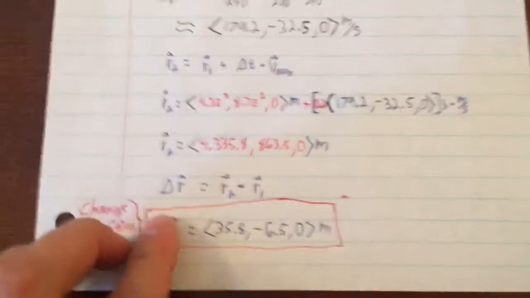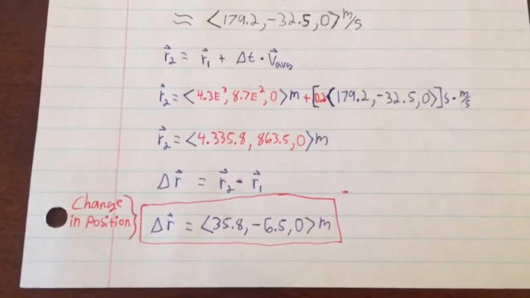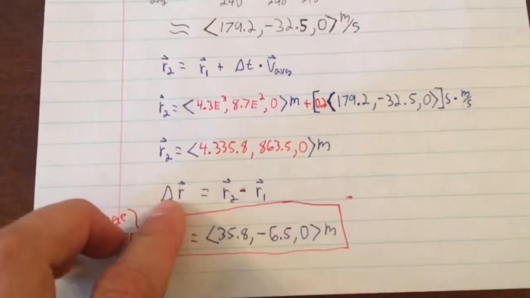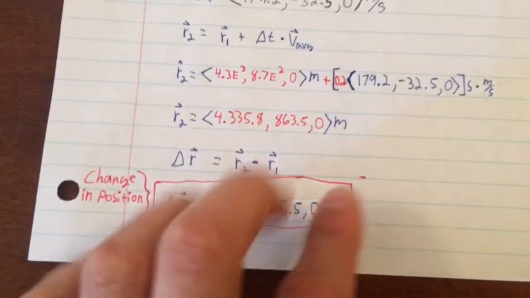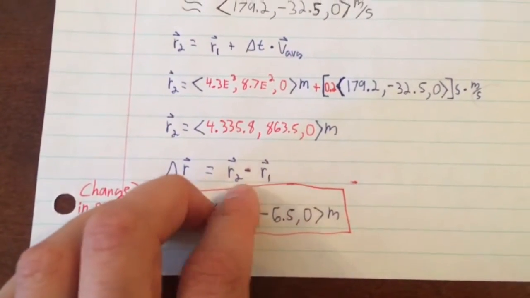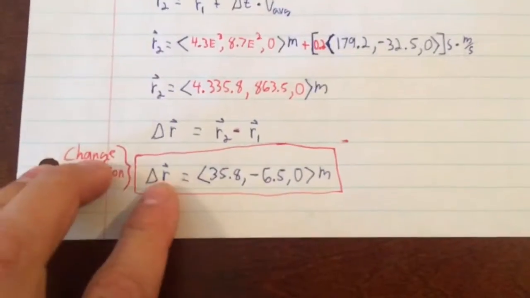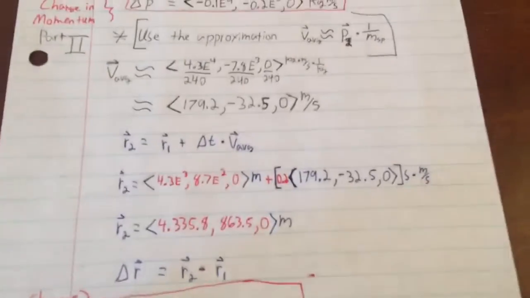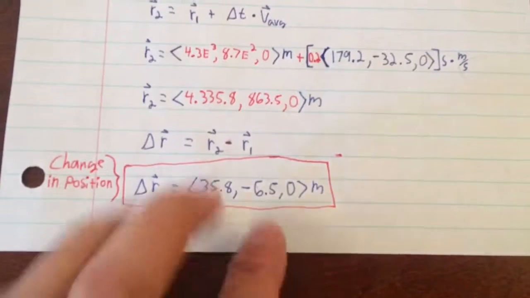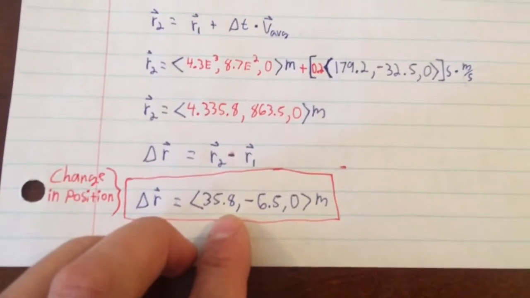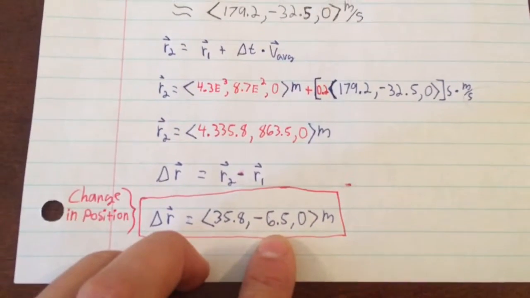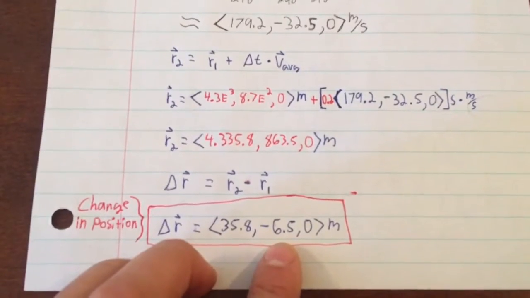Now we're going to find the change of position. We're going to subtract the first position from the second position. And we see that our change of position in our short time interval of 0.2 seconds is only 35.8 meters in the x direction and negative 6.5 meters in the y direction. There we have it.